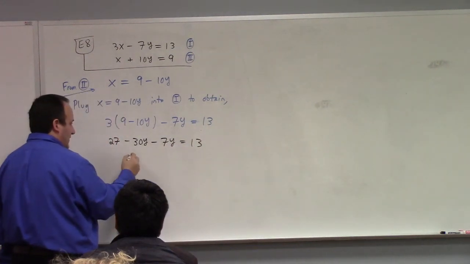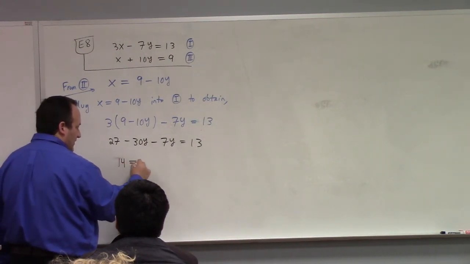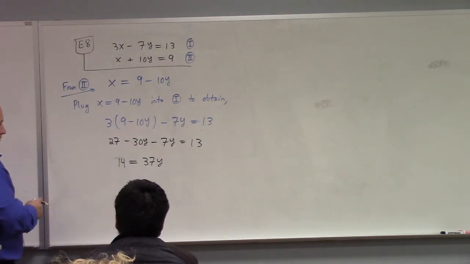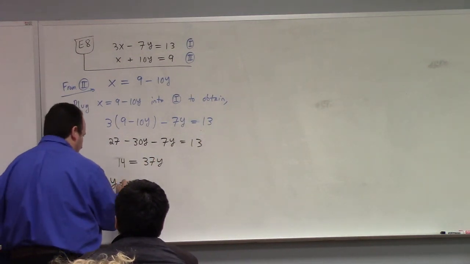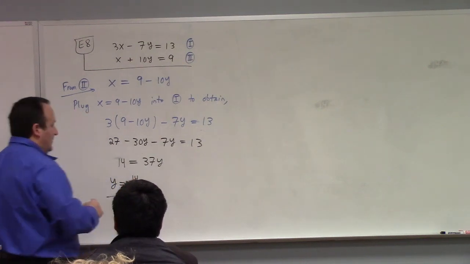27 minus 30y minus 7y equals 13. So what you got? 27 minus 13 is what? 14, I believe, equal to 37y, if I did my math right. Which gives me y equals 14 over 37. All right, well, that's half of the story.